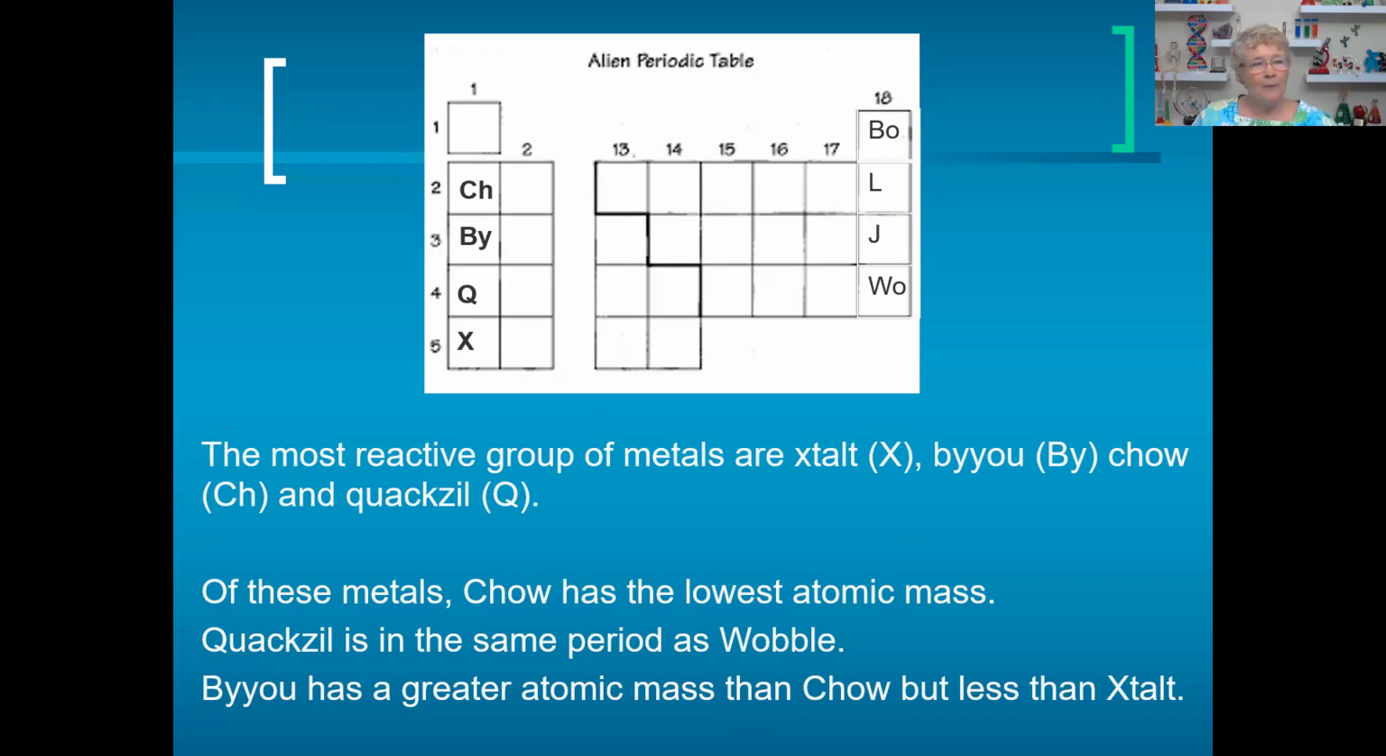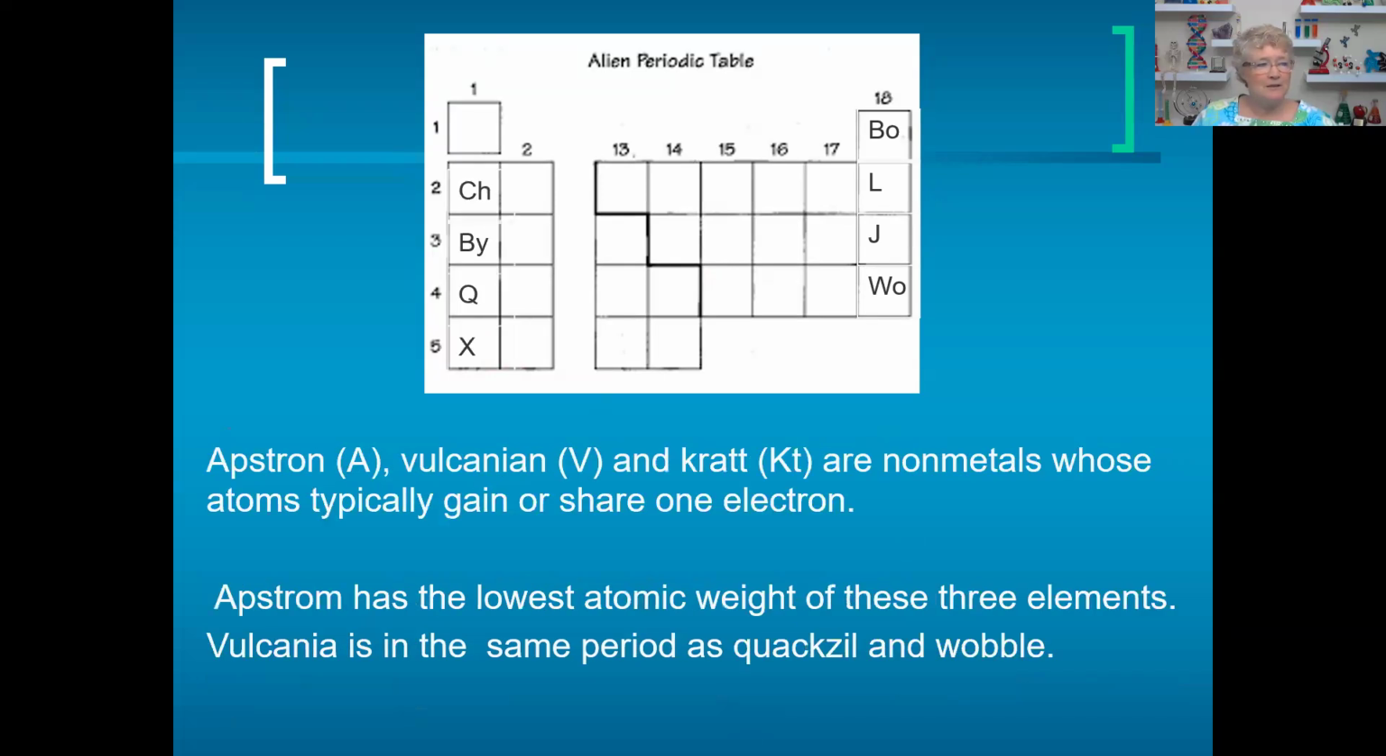Look how much we've got done already. We've solved a lot of this puzzle. Now we'll leave these all in place. And now we will do the next group. So Apstrom, Vulcanian, and Krat are non-metals. Which side of the periodic table are we looking at here now? Non-metals. We're looking at the right side or the left side? Yeah, we're looking at the right side. So over here. So they are non-metals whose atoms typically gain or share 1 electron.